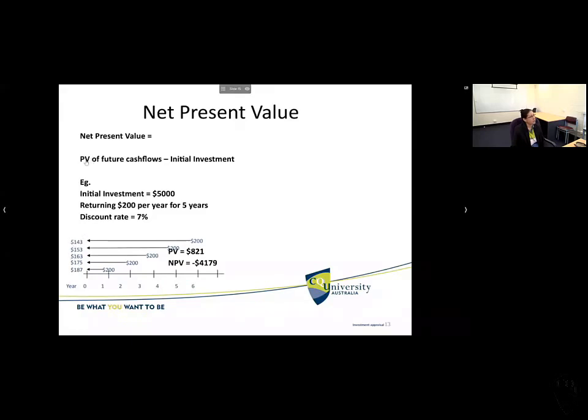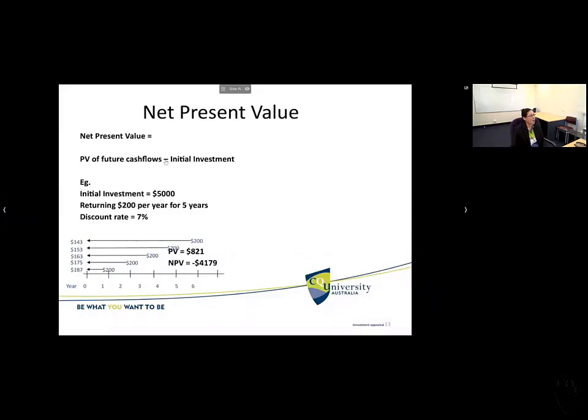So we discount all of the future cash flows into their present value, and then we add them up. So we add 187 plus 175 plus 163 plus 153 plus 143. We add them all up, and that gives us $821. That's the present value of those future cash flows. That's this first section in the formula. So the present value of $200 for 5 years in the future is $821 in today's present value.